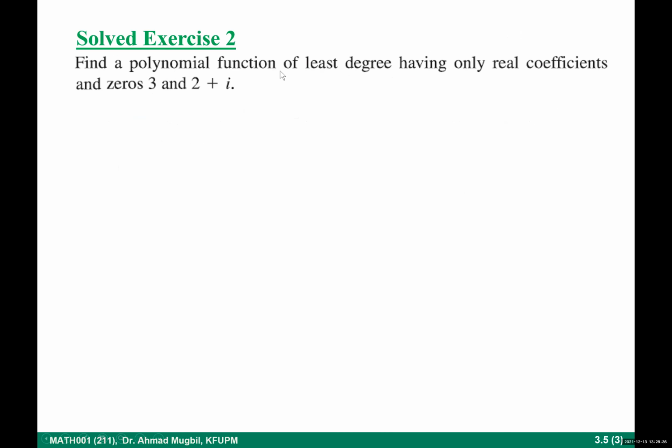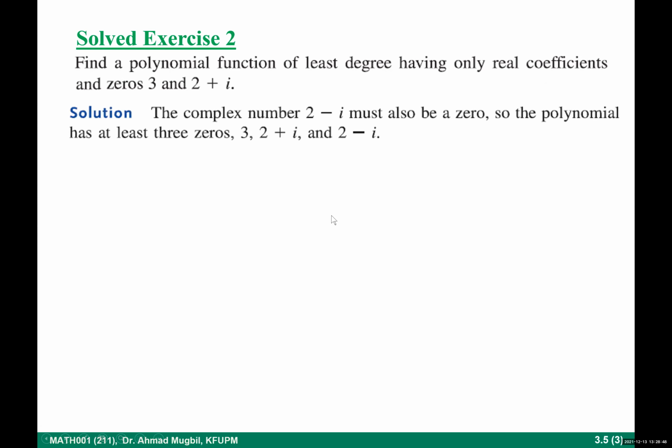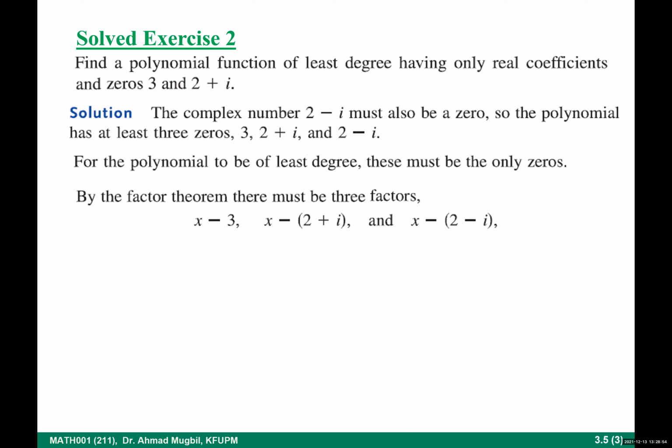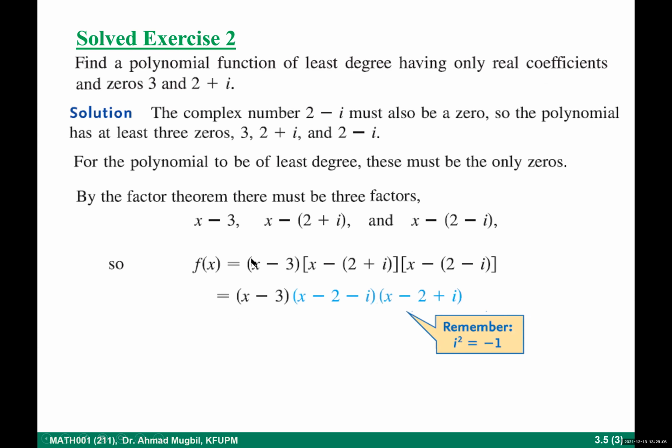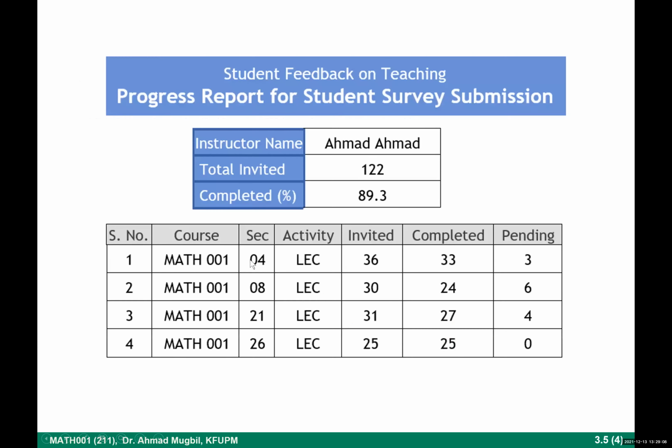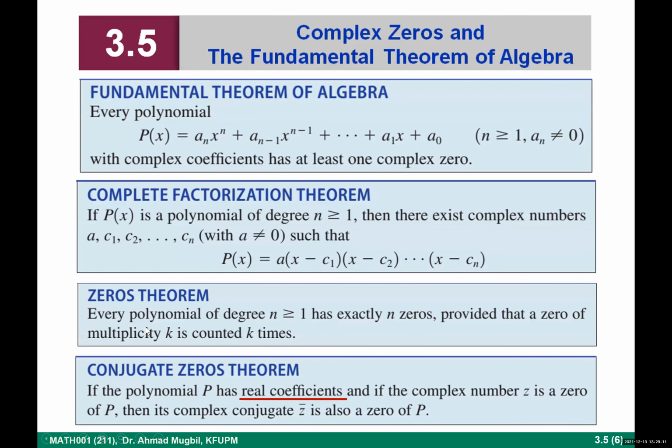We solved this example, and also we solved this exercise. Do you remember? Find a polynomial function of least degree having only real coefficients and zeros 3 and 2 plus i. What we did? It will be x minus 3, x minus 2 plus i, and x minus 2 minus i. The special offer, don't forget about it. I have noticed many of you write it just as a product of 2 factors. Why? In fact, here this is a product of 3 factors. Here, he didn't use A, he chose A to be 1 because he didn't mention anything about it. So this is our tool, the complete factorization theorem. If you have a polynomial, you can write it as a product of these linear factors.